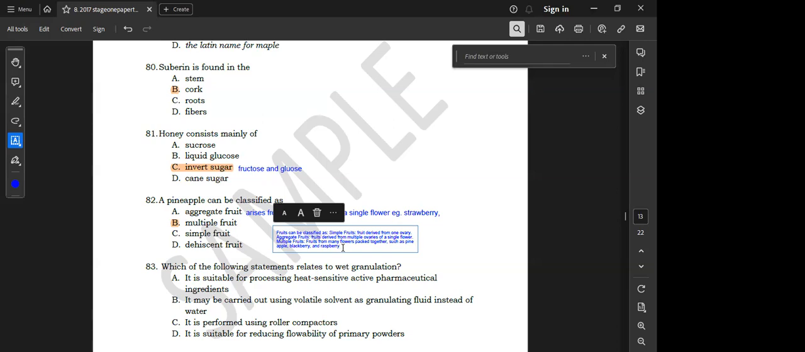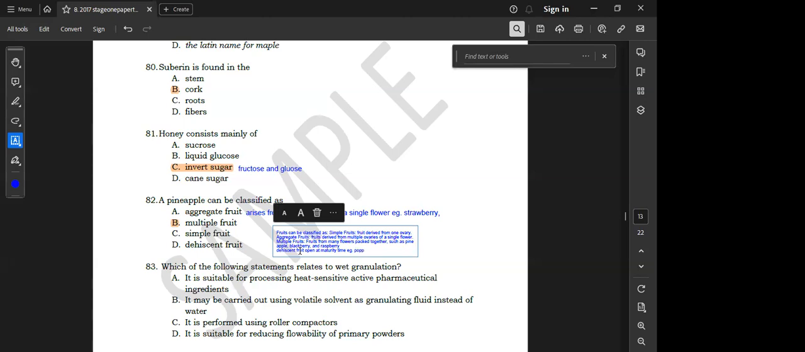Indehiscent fruits also. There are those which do not split open at maturity, and the seeds remain enclosed within the fruit. Examples are sunflower seeds and grains of rice. So sunflower seeds don't release the seeds. After maturity, the seeds remain enclosed within the fruit.